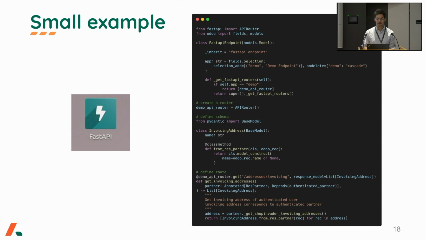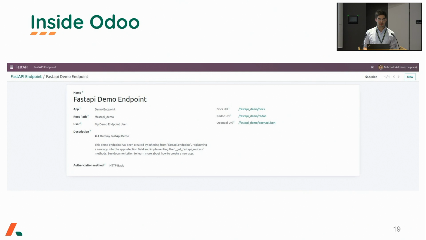So that's it. You have defined a new endpoint, a new FastAPI endpoint, and this endpoint contains only one root, and the root returns the partner of the authenticated partner. On the Odoo side, what you will end up with is a new application, FastAPI, and if you click on it, you'll see the new FastAPI demo endpoint.